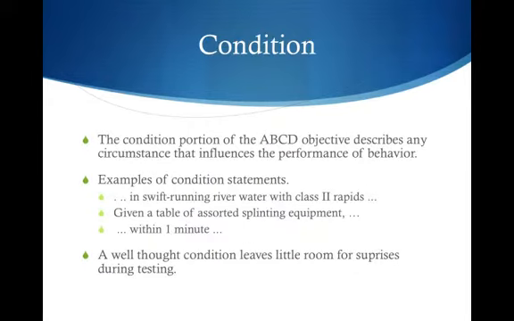Condition. The condition portion of the ABCD objective describes any circumstances that influence the performance of behavior. Some examples are: in swift running water with Class 2 rapids. Another example is given a table of assorted splinting equipment. And another example is within 1 minute. So these are the conditions that will be applied for this actual test, or whatever the test might be. A well-thought-out condition leaves little room for surprises during the test.